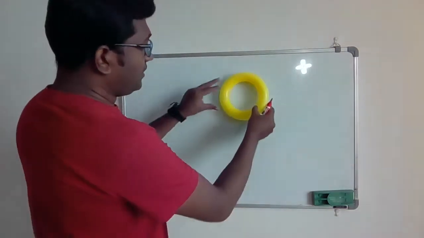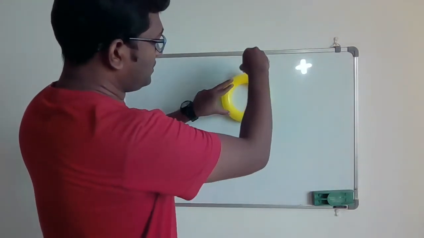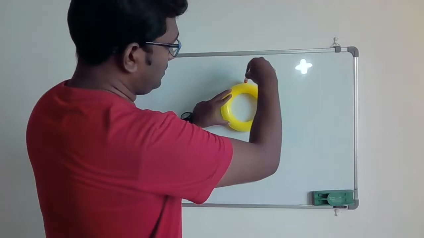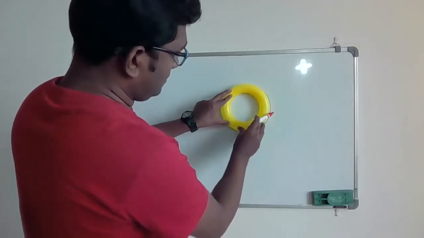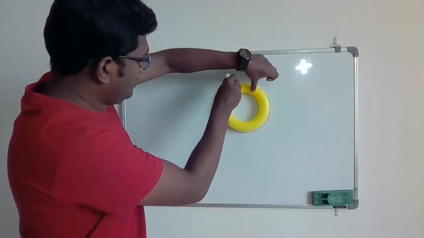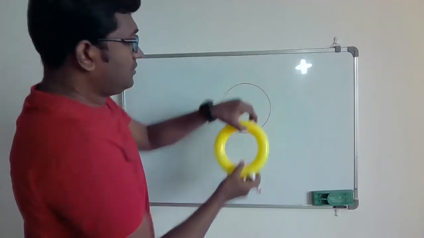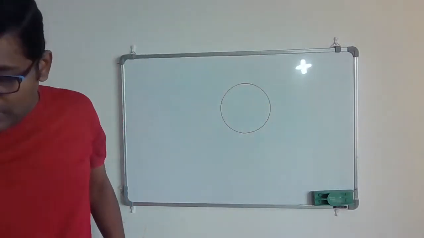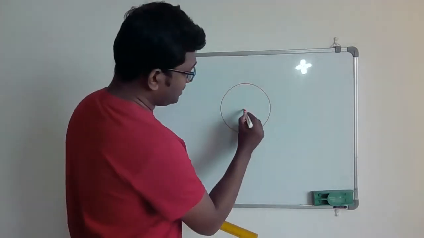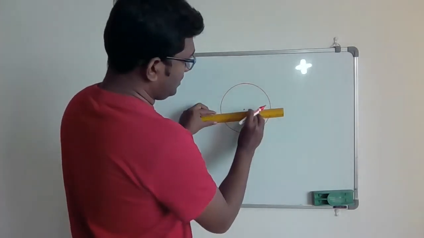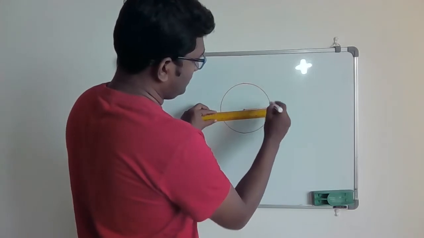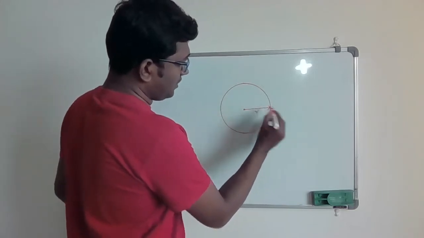Let me give an example. Let's draw a simple circle first, and we'll take it from there. So it is just a circle. Let's make this the center of the circle, and this is the radius of the circle, r.